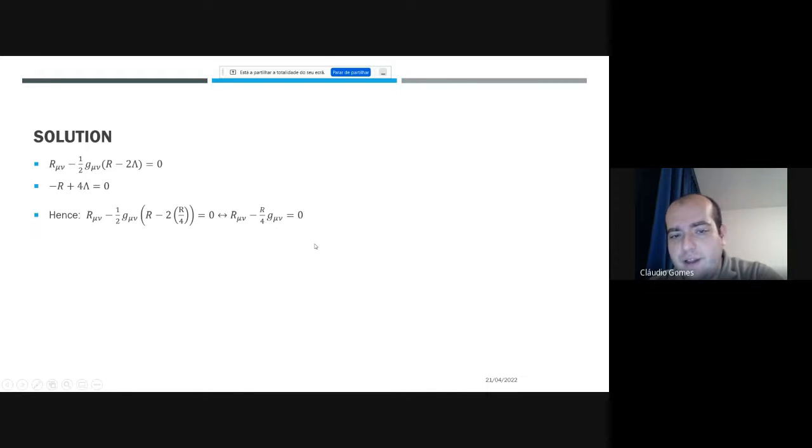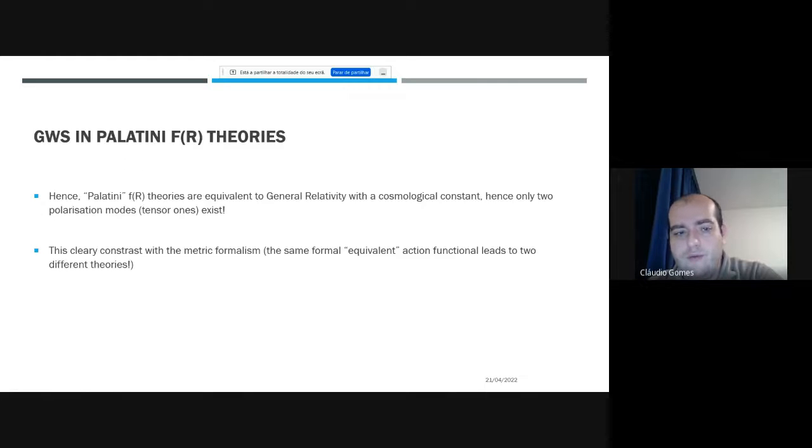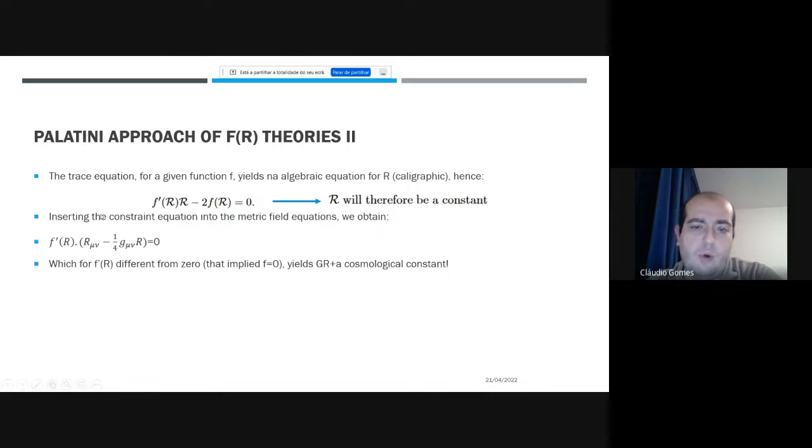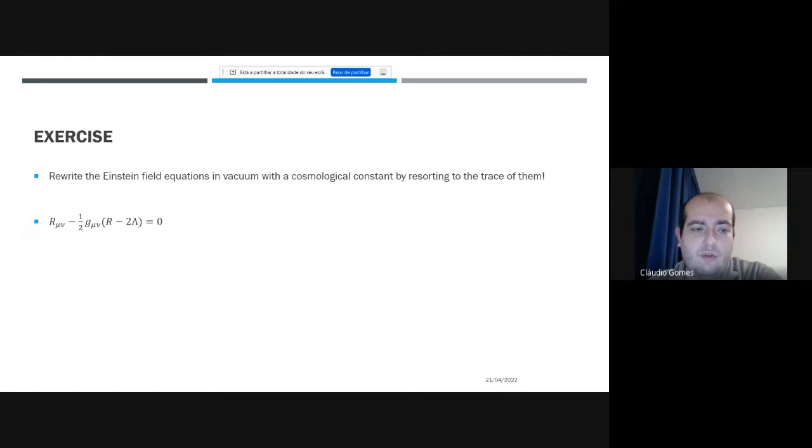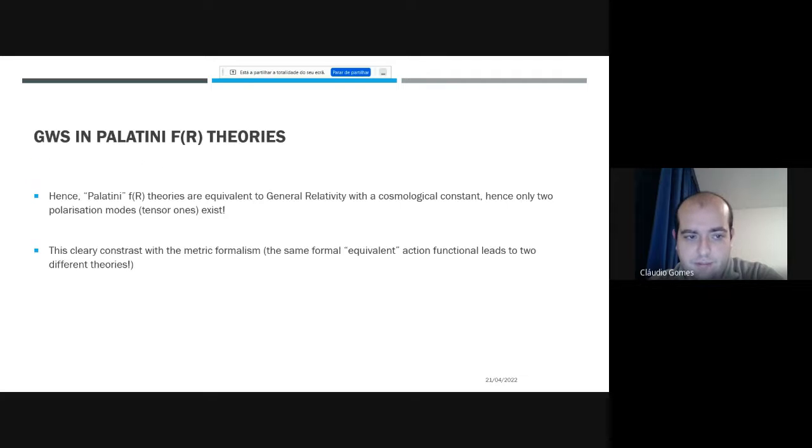So this is precisely what we got in f(R) theories in the Palatini approach, right? That means that f(R) theories in the Palatini approach are equivalent, at least in what concerns gravitational waves and the degrees of freedom, to general relativity with a cosmological constant. Okay, so only 2 polarization modes, the tensor ones, exist.